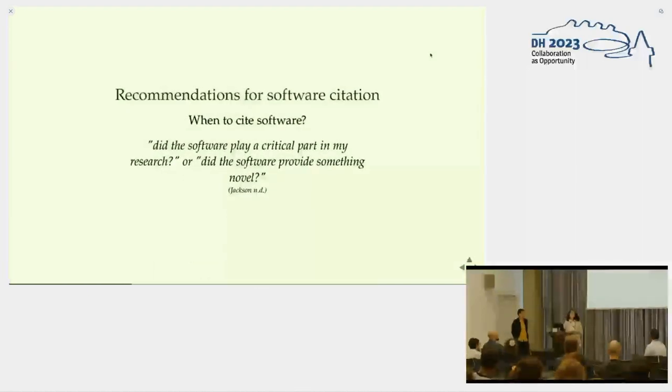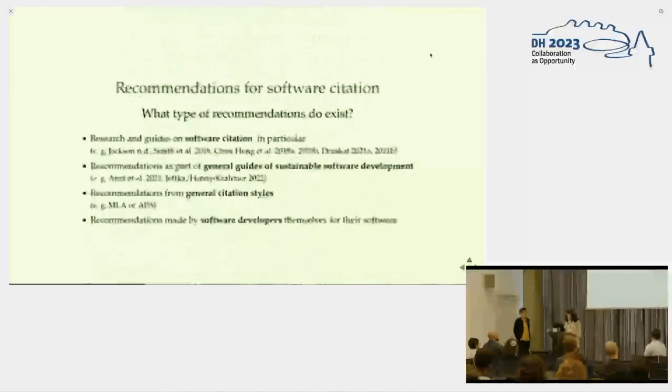We start off with the question, when to cite software? Here I took two questions that orient us a little bit, questions we can ask ourselves when we are dealing with software in a publication. Did the software play a critical part in my research, or did the software provide something novel? When the software is closely related to the production of the research results or the processes that lead us to research results, that's important to cite.